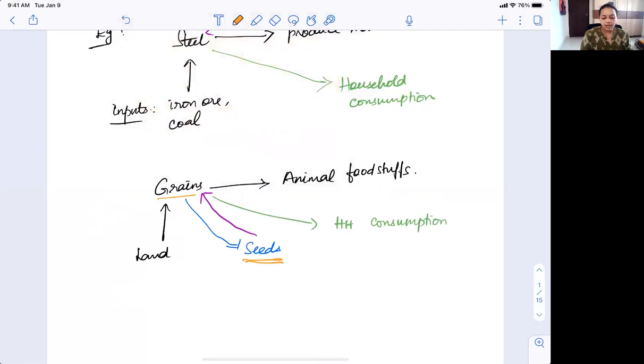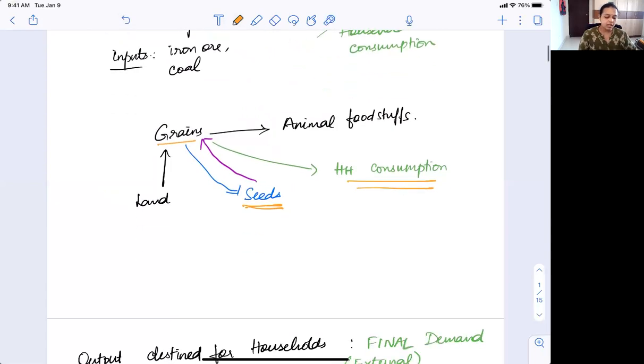And food grains will also definitely be set aside for household consumption. So an output that's being produced can be used as an input in its own production. It can become an input into the production of some other output, and it can also go and service household consumption. So let's put some names and terms to all of these different channels that I just described.